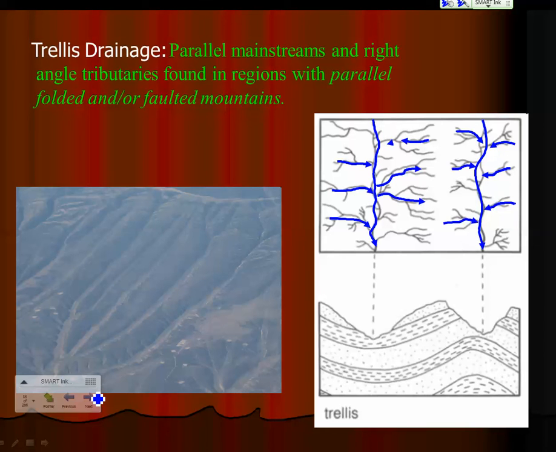And these streams coming off the slopes correspond to the side view down below. So here's the ridges. The ridges are there, and that corresponds to the side view there. And then here's where the main stream is located, and the little tributaries would be coming off like that. Same thing over here, and your main stream would be right there. So this happens in areas where there's folded mountains.